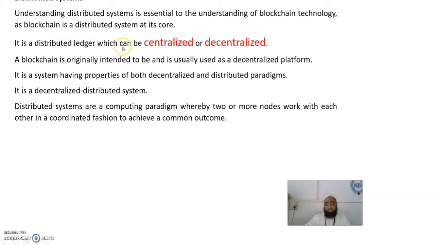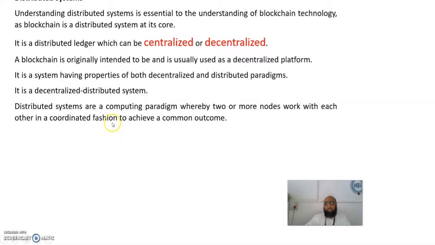So it is a distributed ledger that can be centralized or decentralized. A blockchain is originally intended to be, and is usually used as, a decentralized platform. So usually we go with the decentralized platform. It is a system having properties of both decentralized and distributed paradigms. See, two important things are there. One is decentralization, another is distributed paradigms. It is a decentralized distributed system.